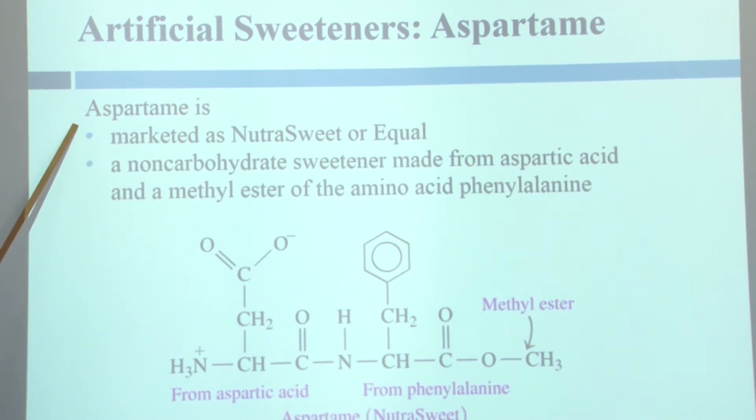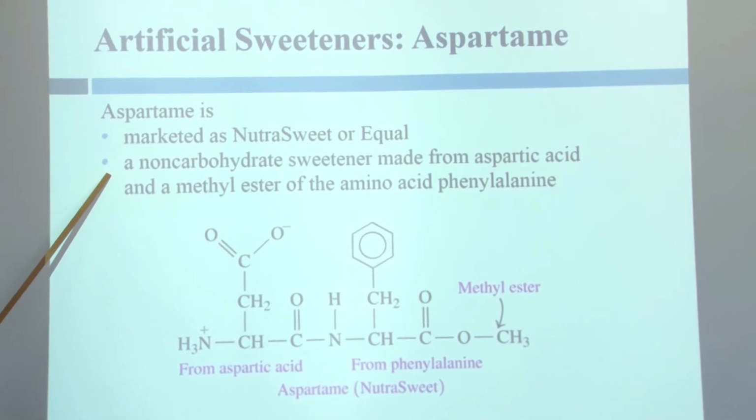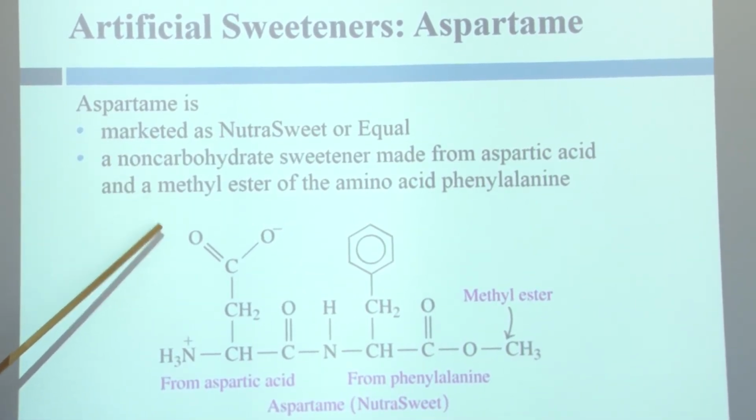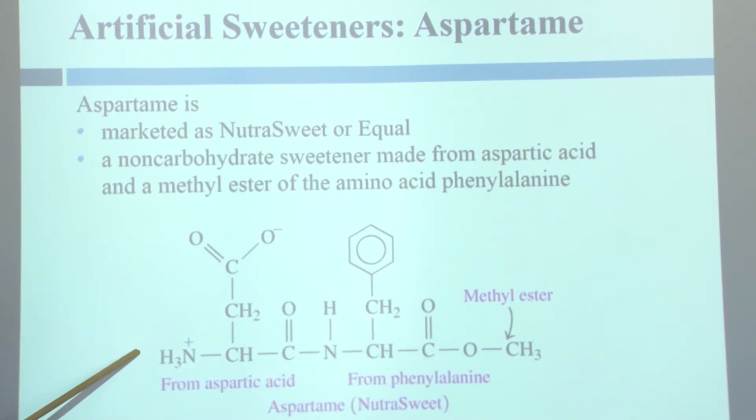Aspartame is marketed as Equal, a non-carbohydrate sweetener made from aspartic acid and an ester. So this is the structure of Equal.